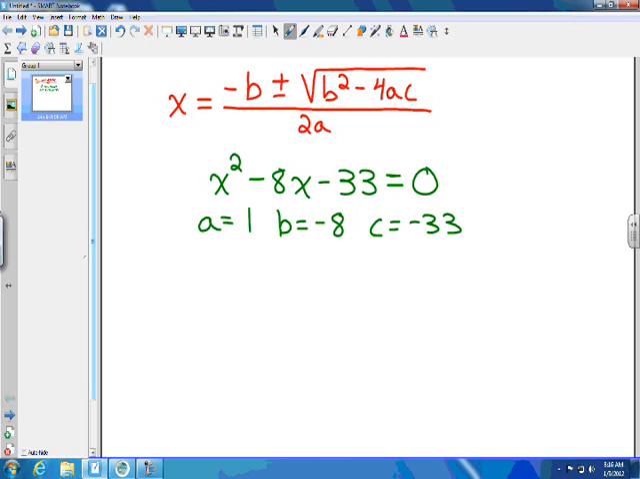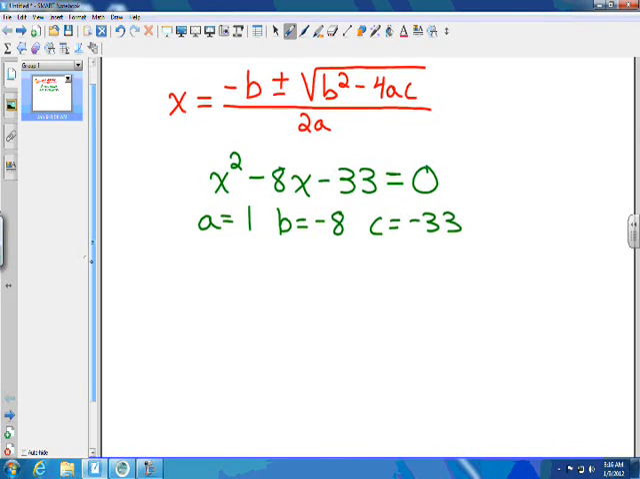Every single time, plug them in and simplify. So what's the opposite of B if B is negative 8? So you're going to have 8 plus or minus the square root of negative 8 squared, and I would again use parentheses there when you put your negative 8 squared.